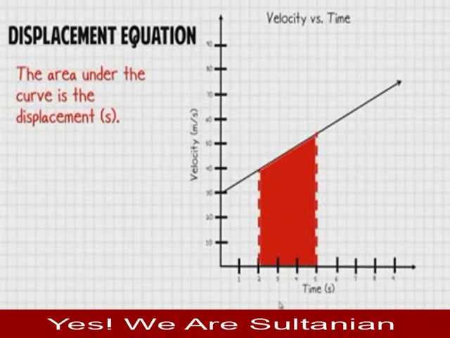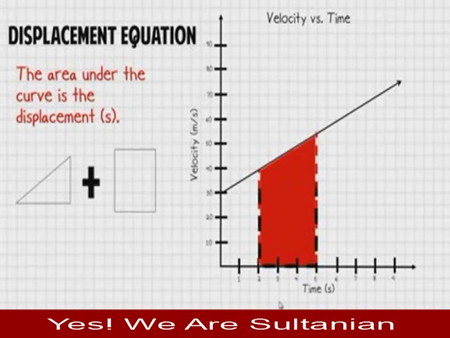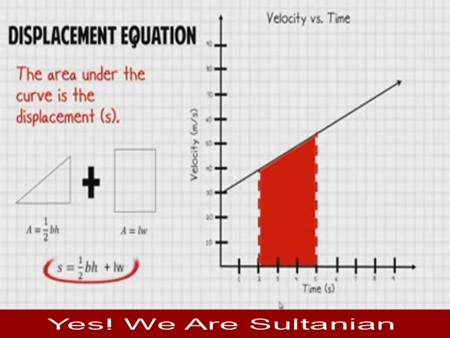And using a little algebra, we can look and see that, well, that's a triangle plus a rectangle. And added together, that gives us the whole area. So we could look at their equations. The area of a triangle is 1/2 the base times the height. And the area of length times width is a rectangle. And we can add those two together, and voila, we have the calculations for the displacement underneath that graph.